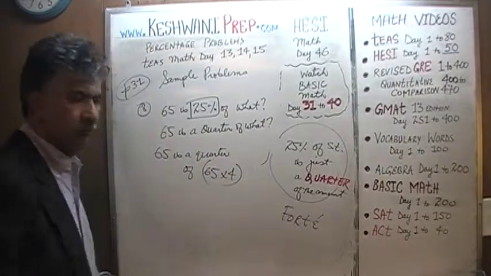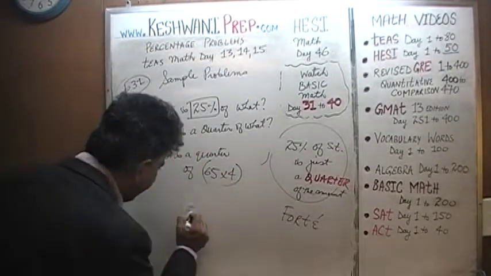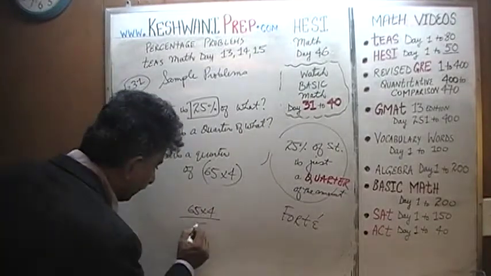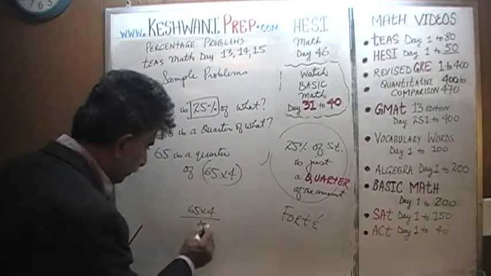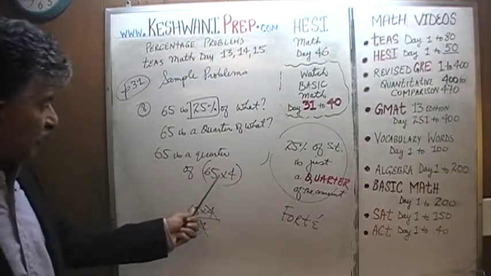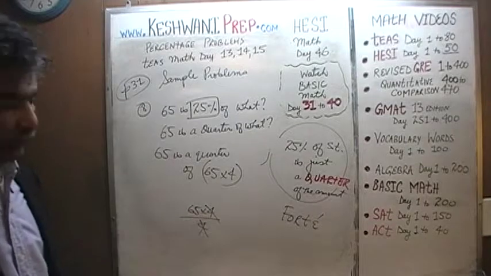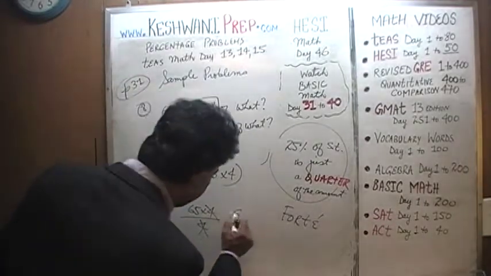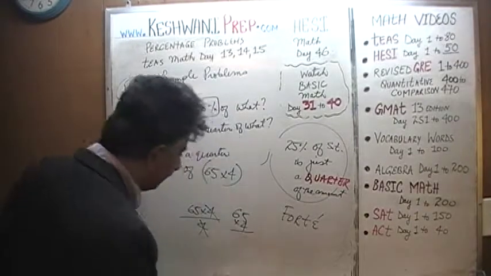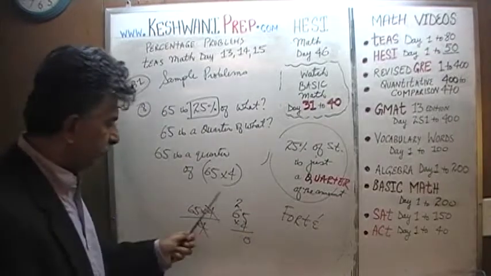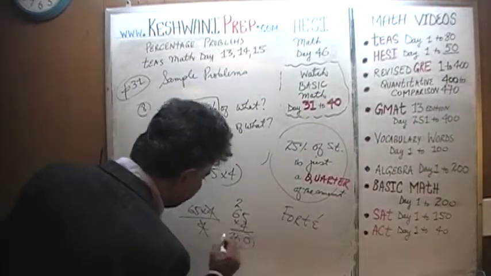65 times 4, obviously, because if you have 65 times 4, and you take a quarter of it, what you end up with is 65. All we have to figure out is what 65 times 4 is. 5 fours are 20, that's 0, carry 2. 6 fours are 24 plus 2 is 26.